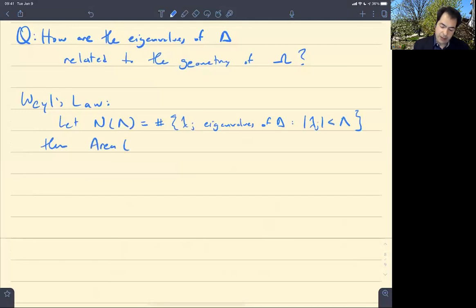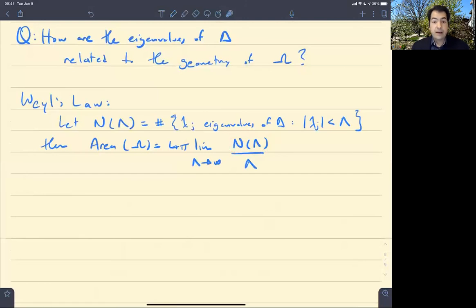Weyl proved that the area of Omega is equal to 4 pi times the limit when capital Lambda goes to infinity of N of capital Lambda divided by capital Lambda. So this is amazing, right? This says the eigenvalues are growing linearly, and the rate of growth gives you the area of your domain. So Weyl proved this in 1911.